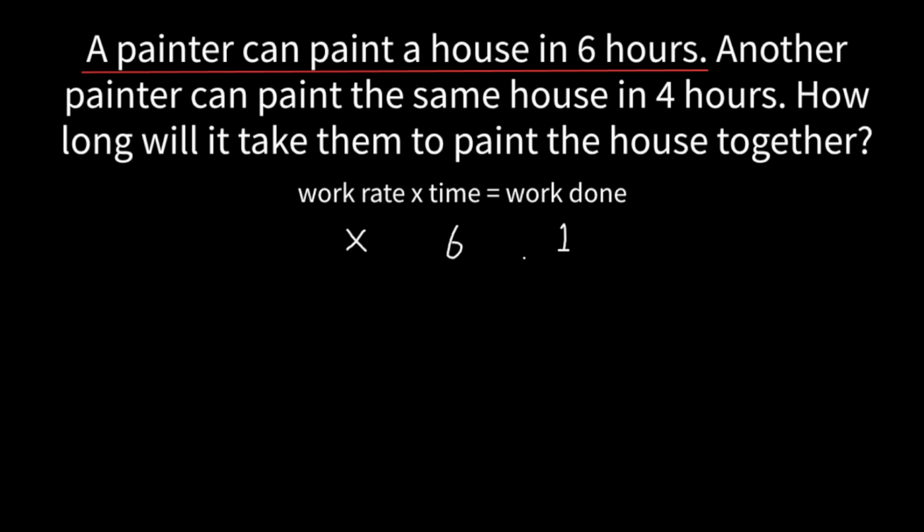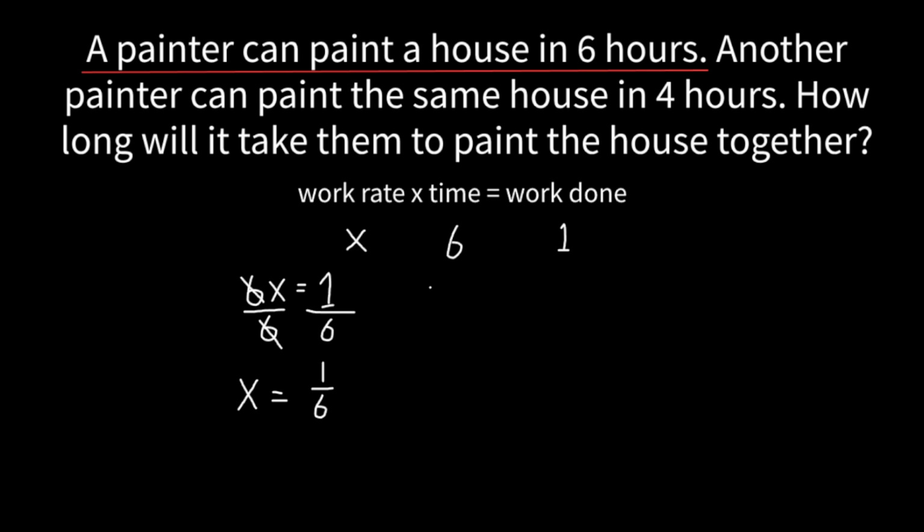So would you look at that? We already have an equation here. 6x equals 1. Now what does x equal? Now you can tell me. We divide each side by 6 and then the two sixes cancel out. So we're left with x equals 1 over 6. That's the work rate. Therefore, the red painter's work rate is 1 over 6.